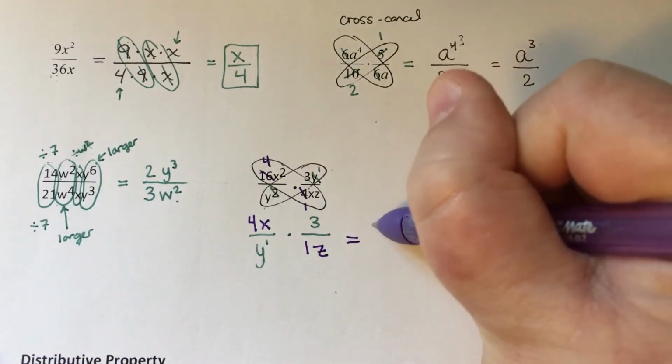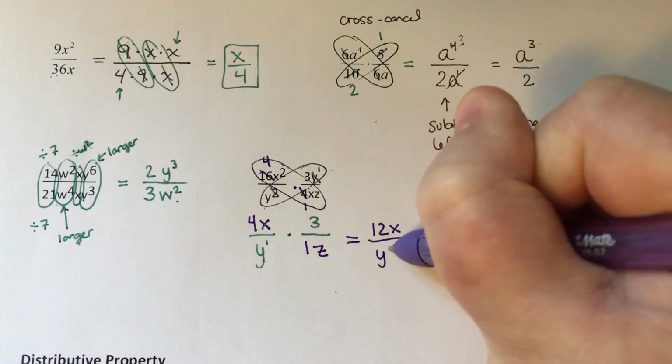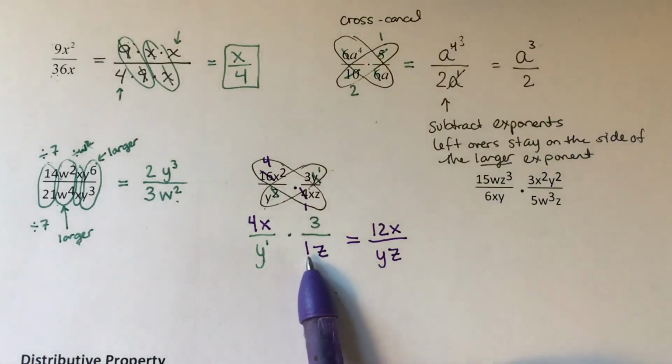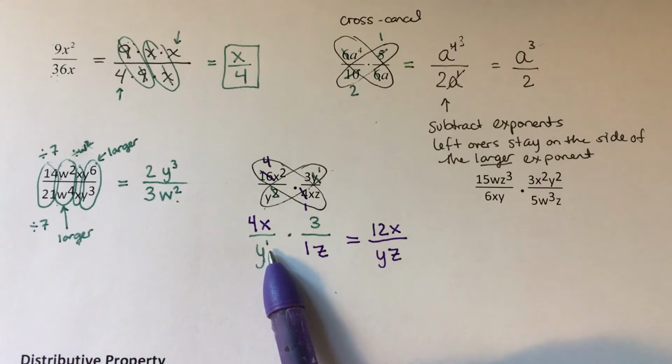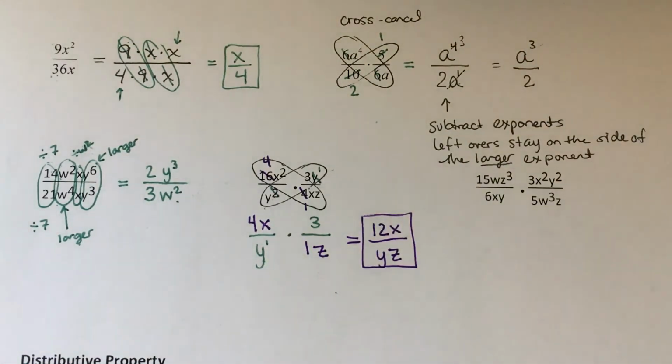Now, if I put these all together, I get 12x over yz, because multiplying by 1 doesn't do anything, and an exponent of 1 doesn't do anything. So our final answer is 12x divided by yz.